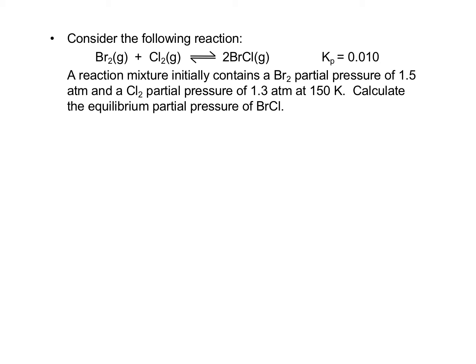Okay, here is another equilibrium example. So we're given a chemical reaction and we're given its equilibrium constant. And we're given the initial partial pressures and we're asked to calculate the equilibrium partial pressures. So the fact that the problem is talking about both the initial and the equilibrium conditions, this is probably a good candidate for an ICE table. So before I even really think about the problem, I'm going to go ahead and set that up.